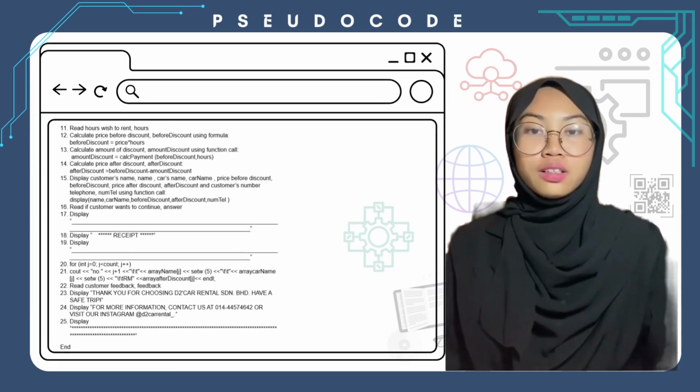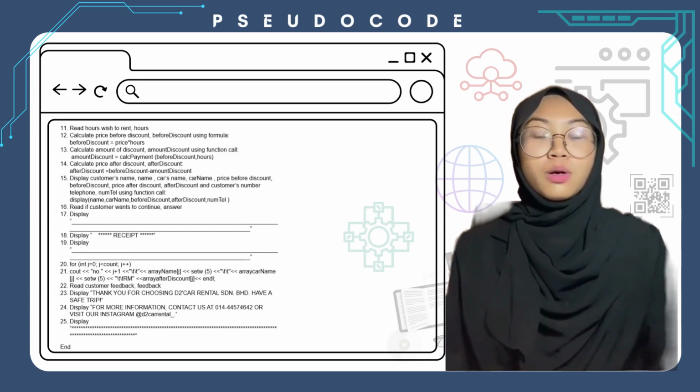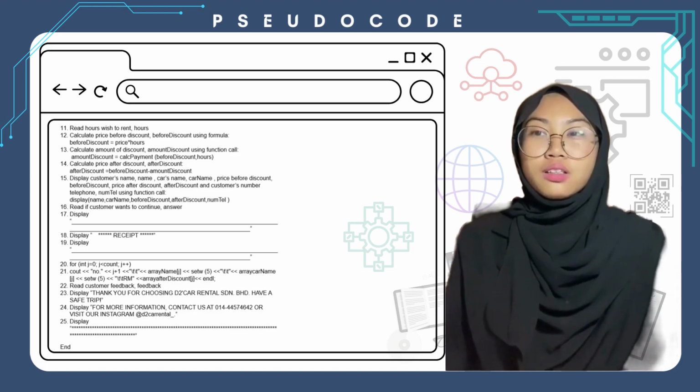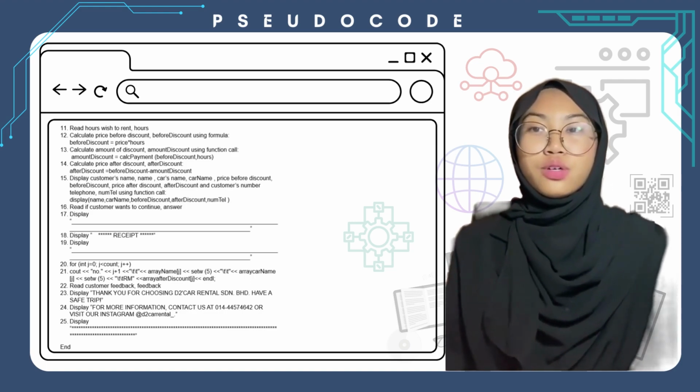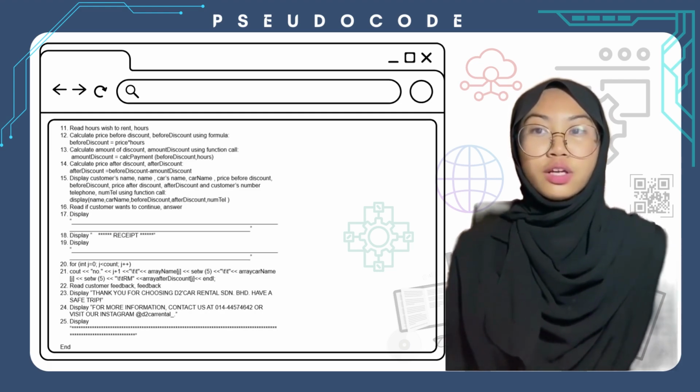For number 11, it will read hours to rent, where the customer enters the amount of hours they want to rent the car. For number 12, it will calculate price before discount using the formula before discount equals price multiplied by hours. And for 13, it will calculate the amount of discount using a function call.